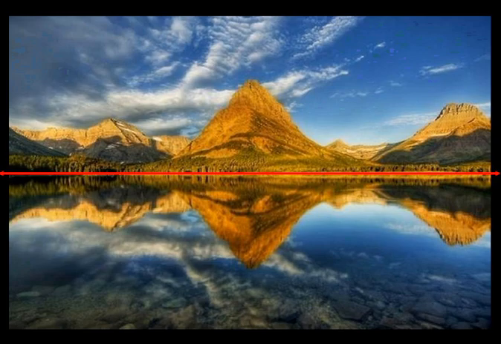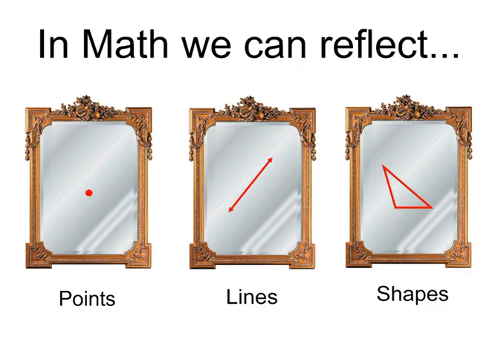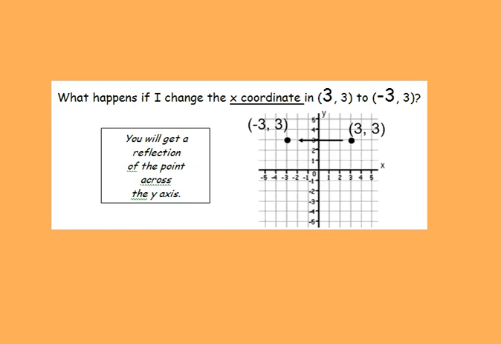Here's another example. It's just a line that I drew here, and that landscape's being reflected. And there's one more little example. Now in math, we can reflect points, we can reflect lines, we can reflect shapes, and we do this on a coordinate plane. So let's take a look at this.